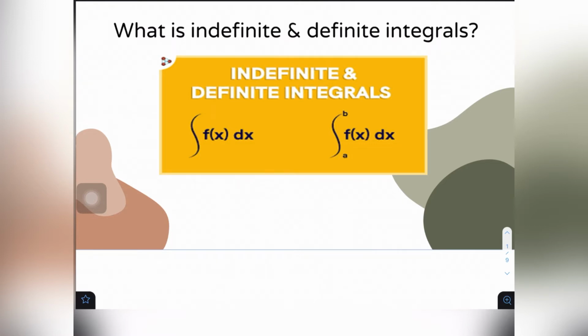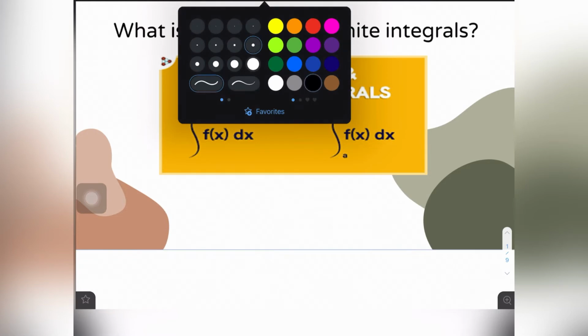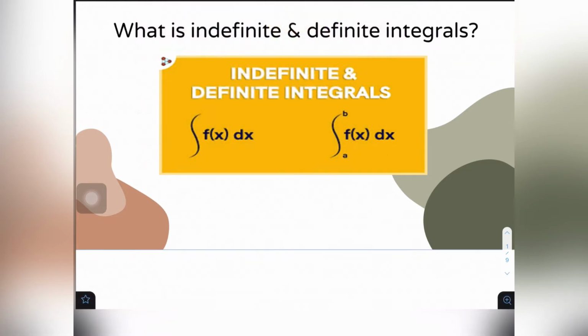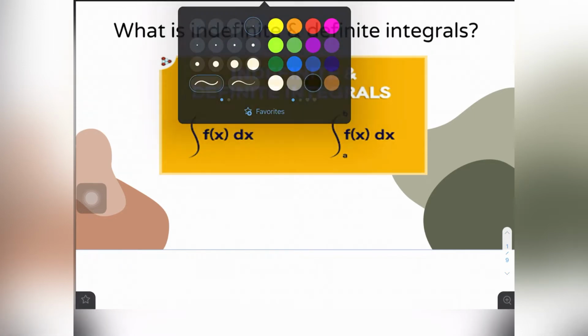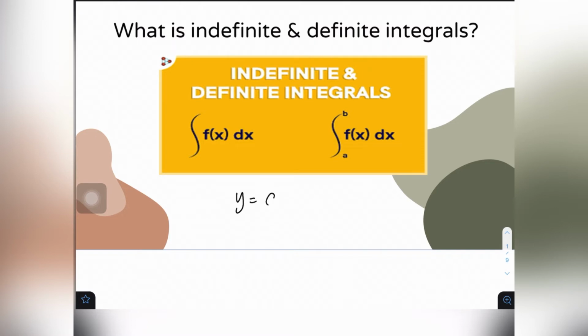Before this, we learned about what the integration process actually is, where we know that the integration process is actually the reverse process of differentiation. Let's say we have an equation y equal to a x to the power of n, where a is any coefficient, any constant, and n is the power of x.